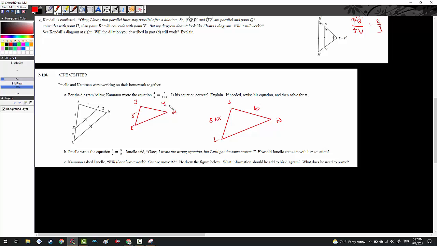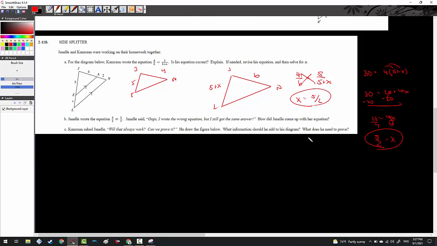So let's see if Kamran is correct. It looks like he did compare corresponding sides. He did say 4 over 6 is equal to 5 over 5 plus x. So I think his equation is all good. Let's go and cross multiply this guy and solve him out. So 30 equals 4 times (5 plus x). If I distribute that in, 30 is equal to 20 plus 4x. Subtract 20 from either side. 10 equals 4x, so divide by 4, and x equals 5 over 2. Looks good, Kamran. Good job, man.